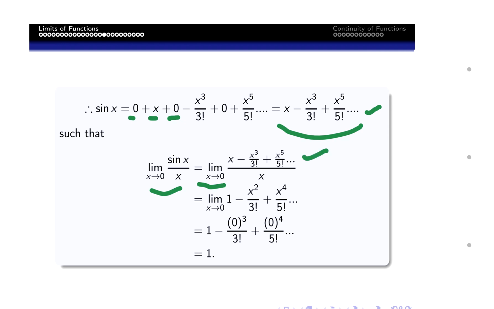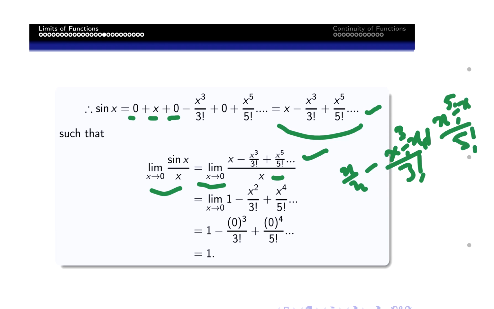Okay, and we can do this division very well. We can say x divided by x, minus x cubed divided by x all over 3 factorial, plus x raised to power 5 divided by x all over 5 factorial. Just divide each thing by x because everything is being divided by x. So x over x is 1. x cubed divided by x is x squared over 3 factorial. This is x to the 4 over 5 factorial.